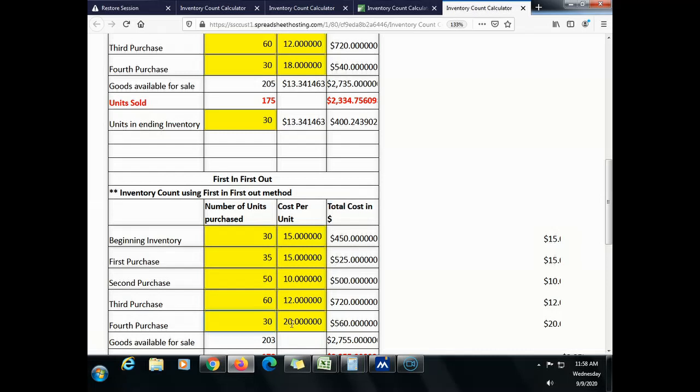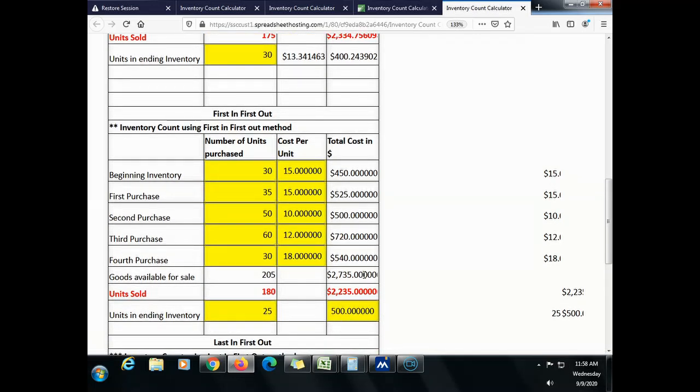So your goods available for sale, this is a total of $2,735. Once you do your inventory count, you would start at the bottom. On your last invoice, you had 30 units. You would type in those 30 units over here for your ending inventory, and the price will be $540. Notice this calculator figures out your cost of goods sold, which is $2,195 using first in, first out.